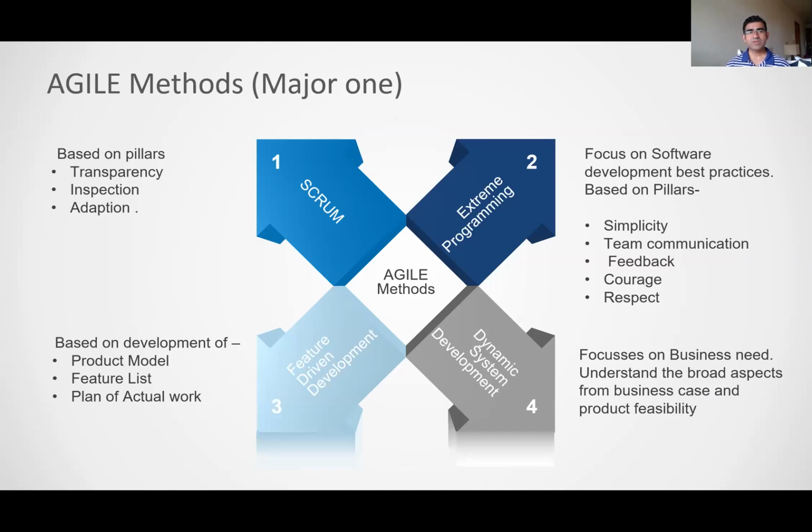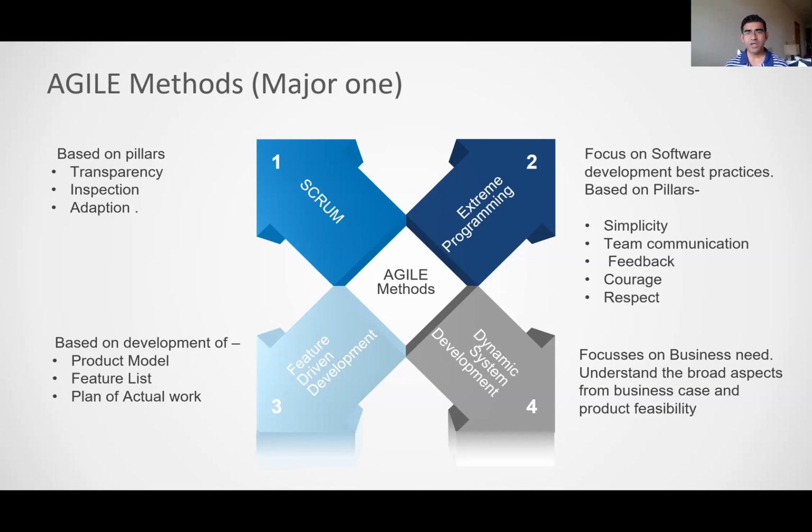Okay, so now we have discussed all the Agile results. I'm going to talk about Agile methods. There are more than a dozen Agile methods, but we are going to talk about only 4 major ones. And out of the 4 major ones, there are 2, Scrum and Extreme Programming, which are mostly used. So we are going to talk about these 4 Agile methods.